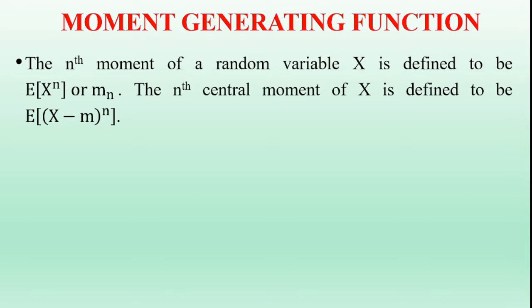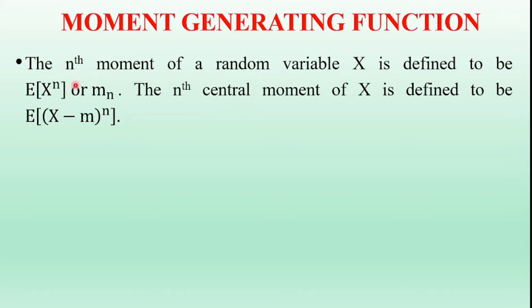So capital X is a random variable. The nth moment of a random variable capital X is denoted or represented by expectation of X power n, or m suffix n, and the nth central moment of a random variable capital X is defined as expectation of (X minus m) whole to the power of n.